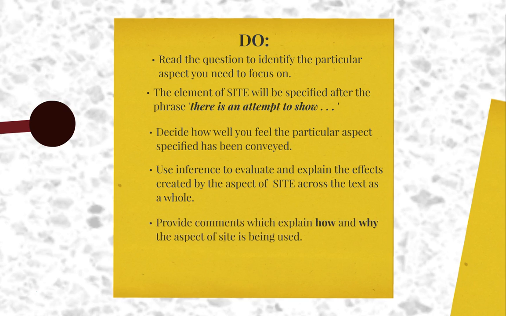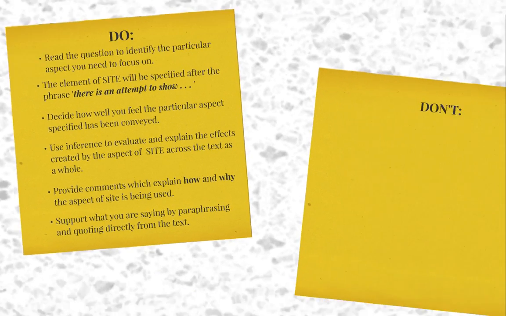All of the comments that you provide in response to question 4 should always be explaining how the writer is presenting the aspect of sight and why it is being used in terms of the ideas and the themes that the writer is trying to address. And you must support what you are saying either by paraphrasing, as I was doing in the analysis of that extract from Tess of the D'Urbervilles, or by quoting directly. And ideally you'd have a mix of paraphrasing and quoting. Okay, so let's go on to the don't.